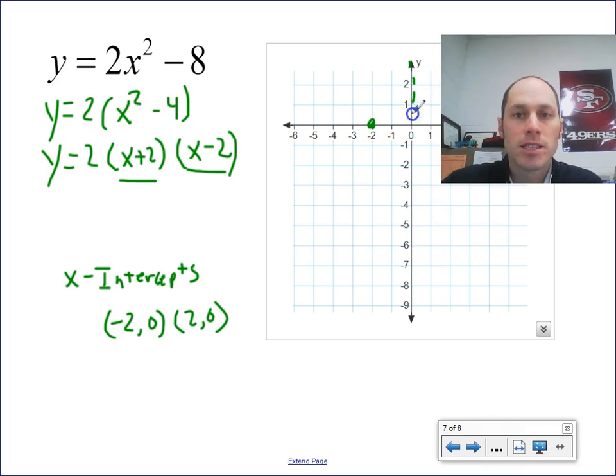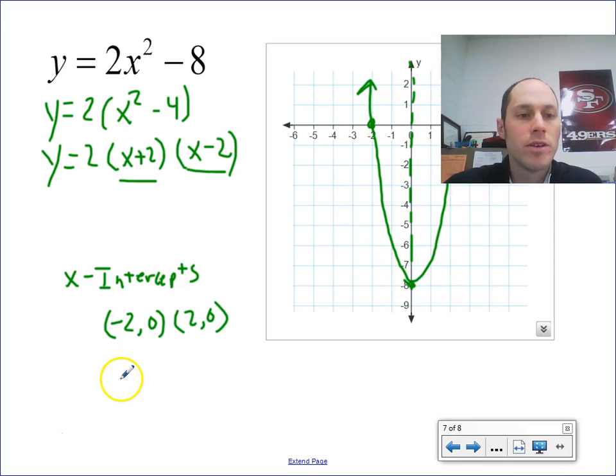And I can see that my axis of symmetry here is x equals 0. So if I plug 0 into my equation, 0 squared is 0 times 2 is 0, minus 8 is negative 8. So my vertex would be 0, negative 8. And that's how we can get it from standard to intercept form in order to find some points pretty efficiently.